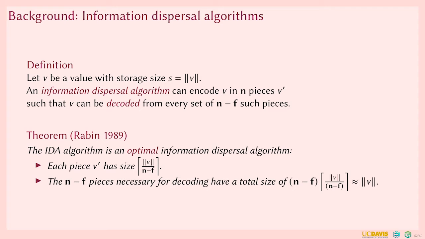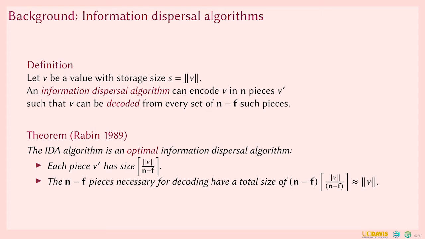To solve this practical problem, we can use information dispersal algorithms. They come really in handy for this. An information dispersal algorithm, what it does, you give it a very big value v of some size s, and it can break up this value into pieces of a much smaller size. For our setting, we break it up in n pieces, one for each replica, such that the original value can be decoded from every set of n minus f pieces. So if I get a value from all the good replicas, then I can reconstruct the original value from that.